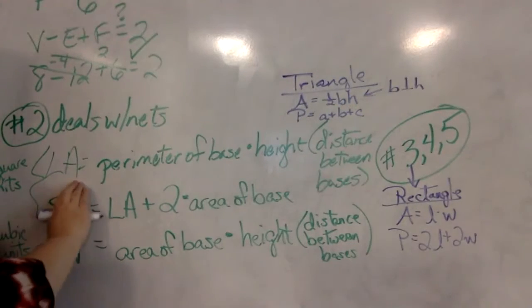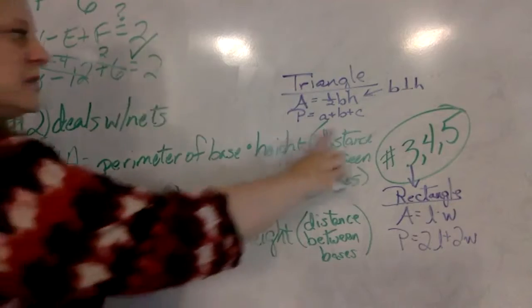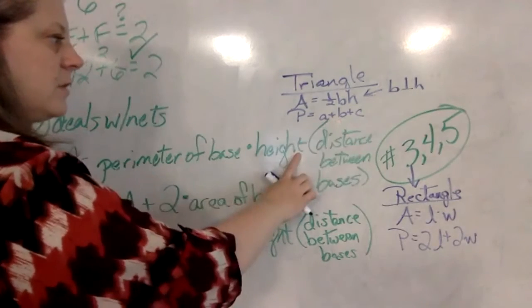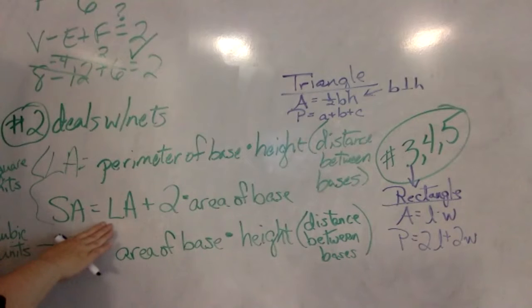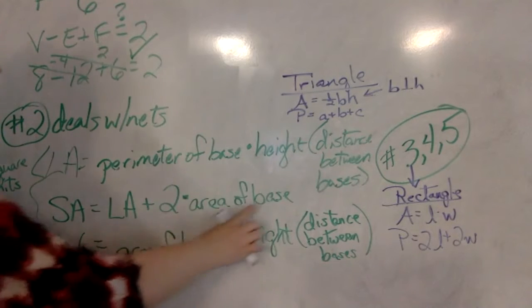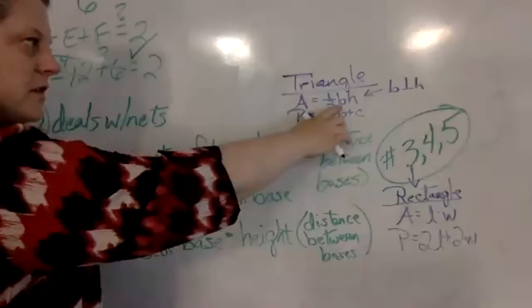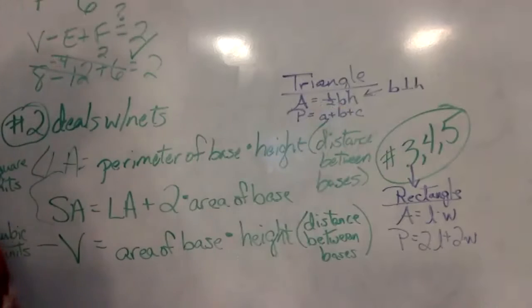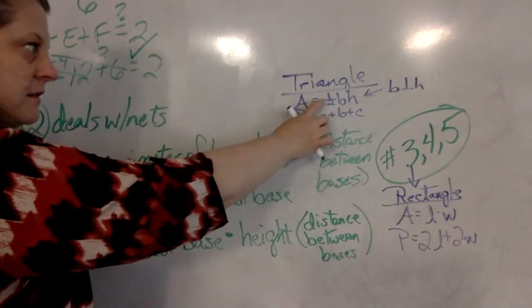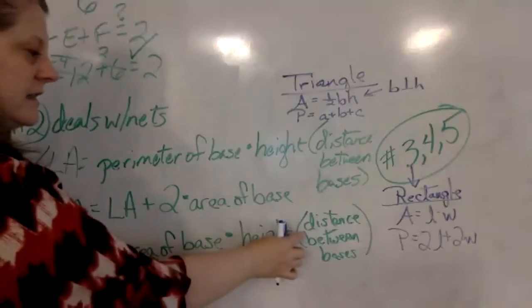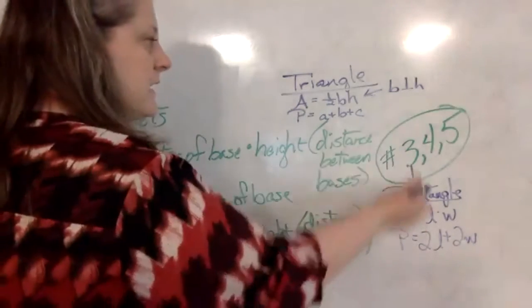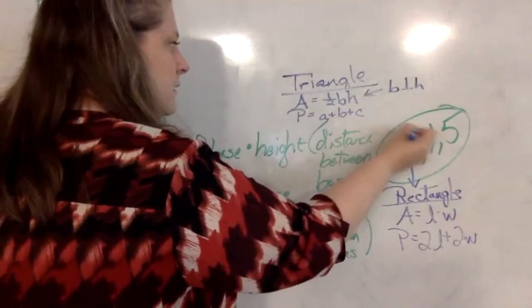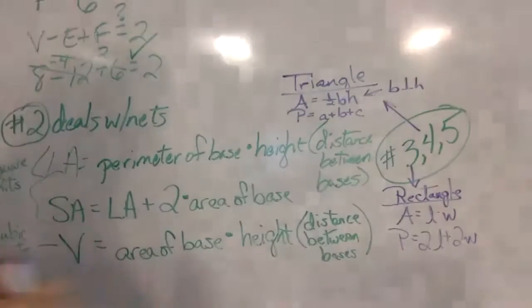So for lateral area, you'll take the perimeter of the base, add the sides together, and then multiply by the height, the distance between the 2 triangles. Then you'll take that answer plus 2 times the area of the base. We'll use that formula for the area of the triangle base. And then for volume, you'll take the area of the base times the height, the distance between the 2 triangles. Okay, so if this one's this kind, then this one goes with number 4.